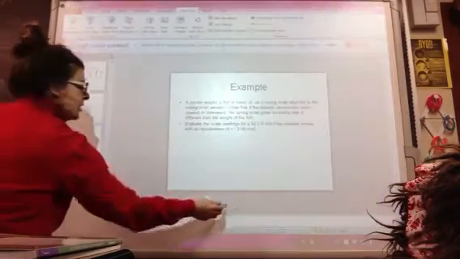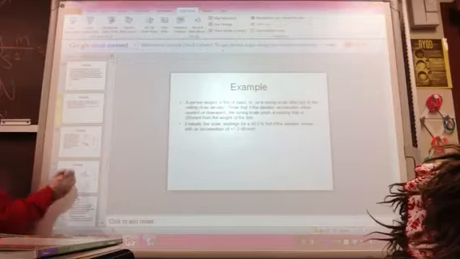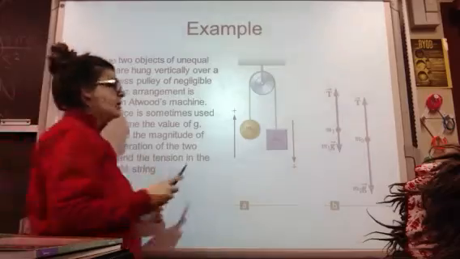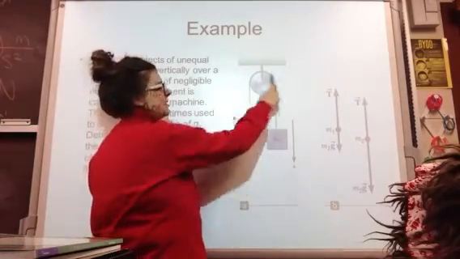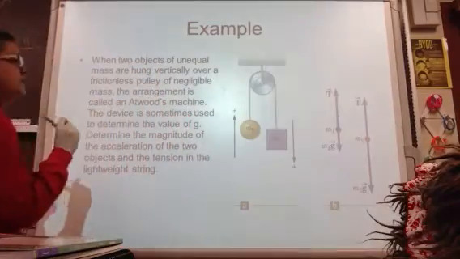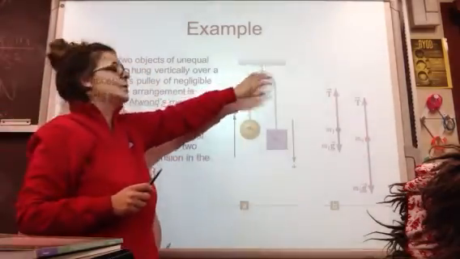Okay, I want to do one more example here, and I want that one to be with something called an Atwood's machine. Now, when two objects of unequal mass are hung vertically over a frictionless pulley, and let's assume that the pulley also has negligible mass, we know it has mass, but we're just kind of taking it out for now. The arrangement here then is called an Atwood's machine. So I have two different masses here that are connected to some pulley system, and we're just not going to consider the mass of the pulley.